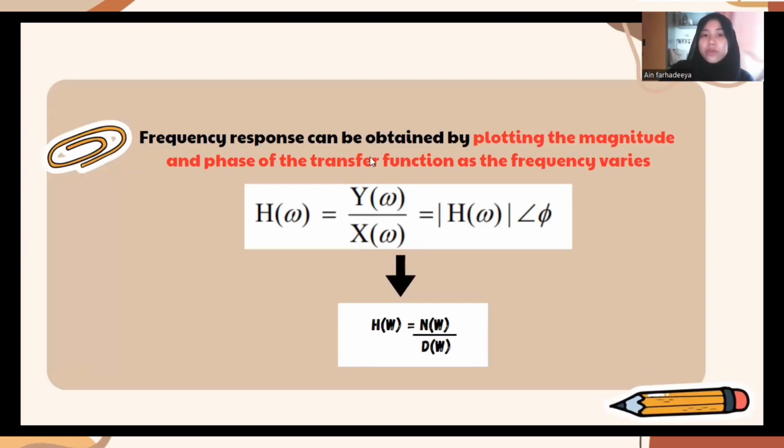So to find H(ω), we need to divide Y(ω) by X(ω), and we get the answer, which is H(ω). It can also be expressed by dividing N(ω) by D(ω), where N(ω) is the numerator polynomial and D(ω) is the denominator polynomial.